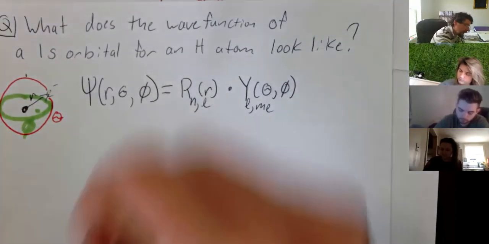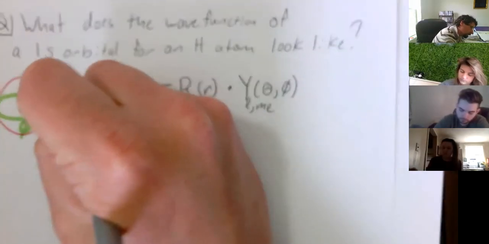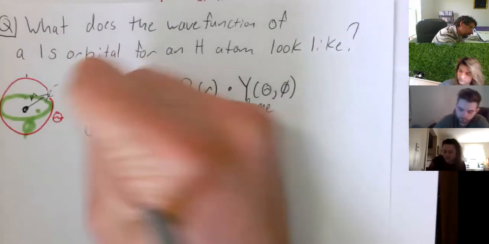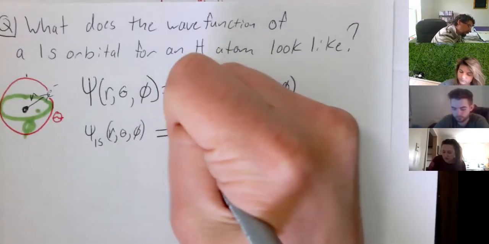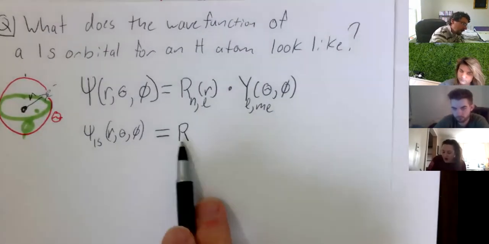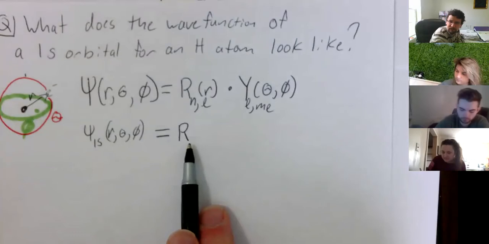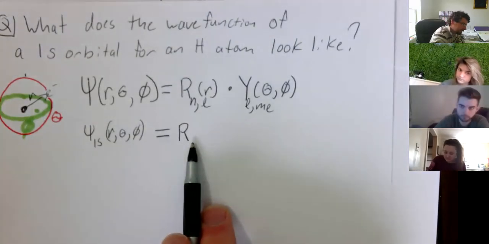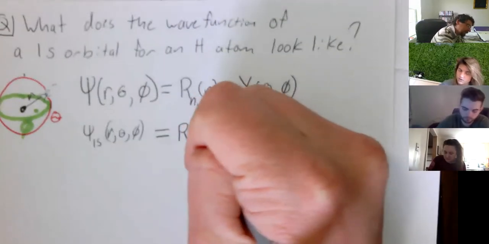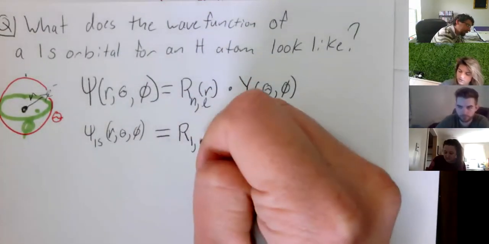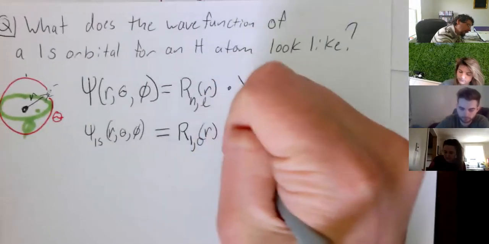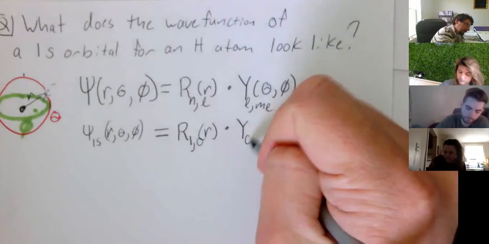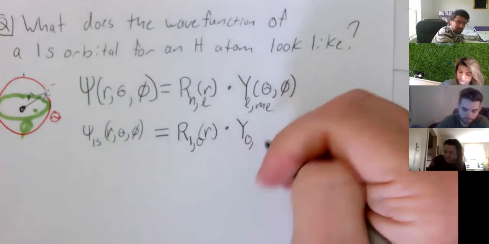Okay. So now we're talking about psi of a 1s. So for R, what are we going to have for the N value? One. Yep. L value? 0. Yep. And then we have the angular part. What's our L value again? 0. M sub L value? 0. Yep.